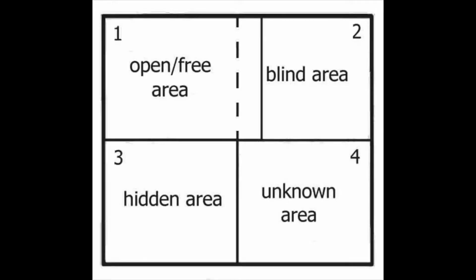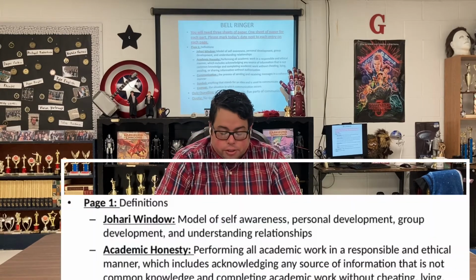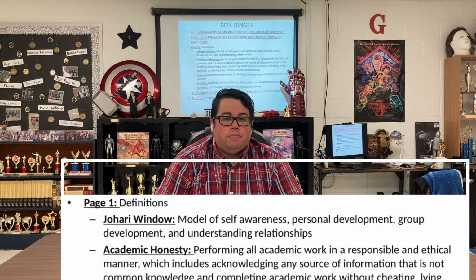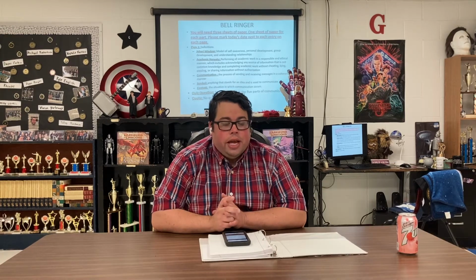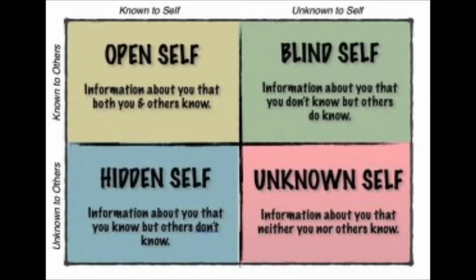So looking at our first definition, it's going to be the Johari window. And so the Johari window is going to be something that we study. And the definition itself is that it's a model of self-awareness, personal development, group development, and understanding relationships. And it's a 4-part diagram where you self-evaluate how you communicate with people.